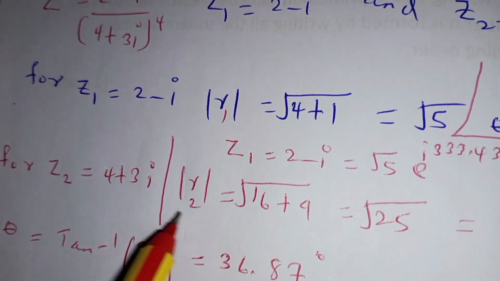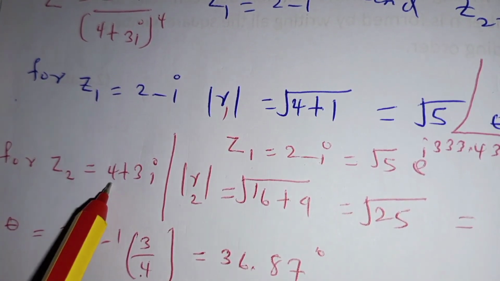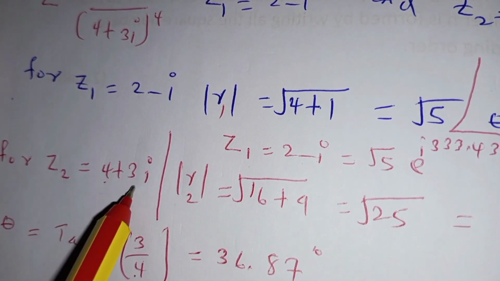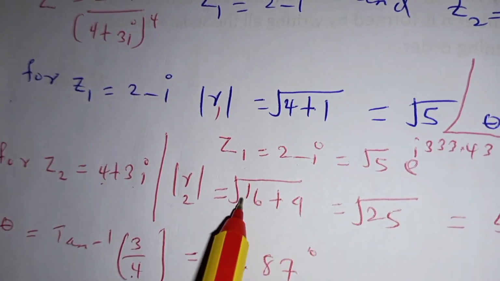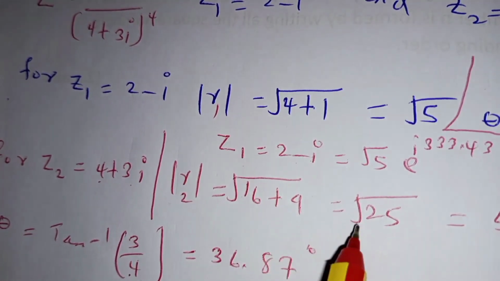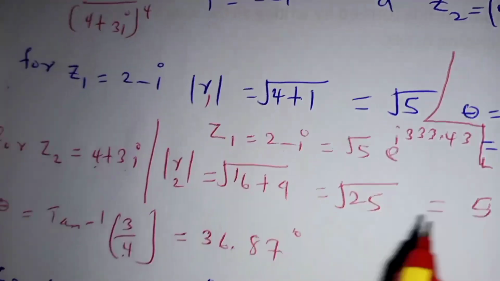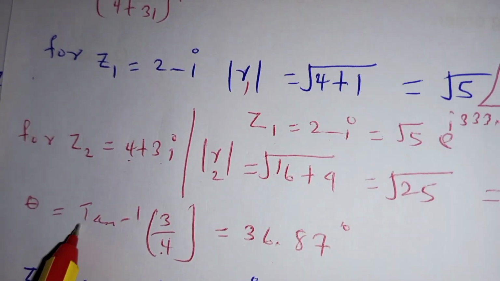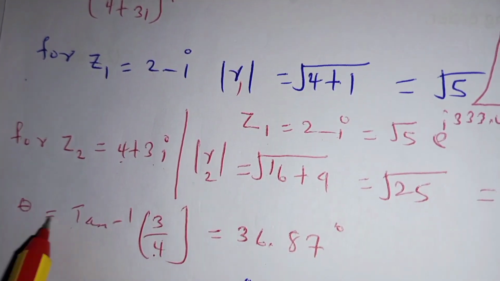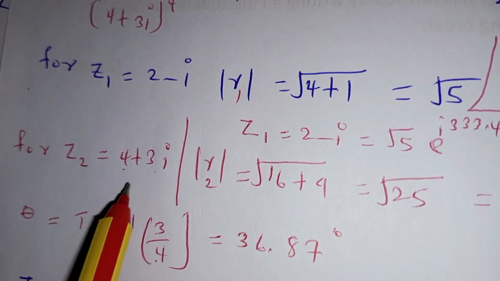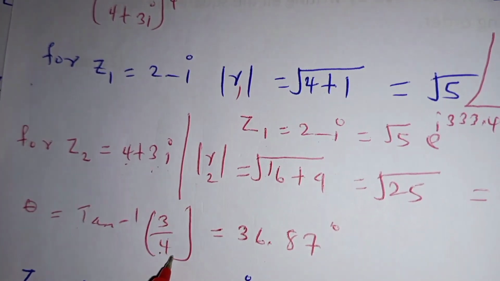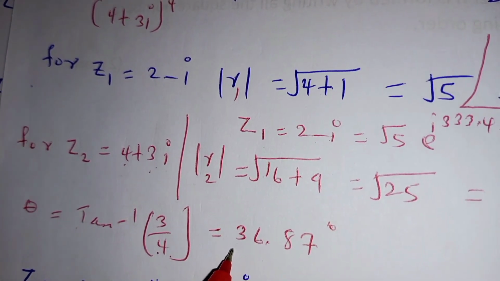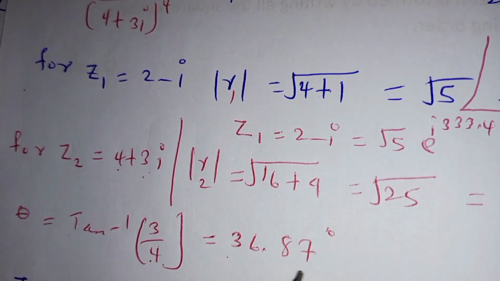Then we go to z2. The radius of z2 is found by the square root of 4 squared plus 3 squared, which is 16 plus 9, 25. The square root of 25 is 5. Then we find the argument. This is in the first quadrant. So theta is found by tan inverse of 3/4, which is 36.87.